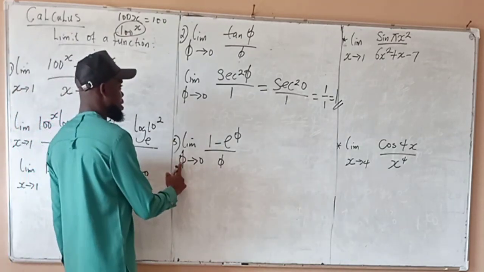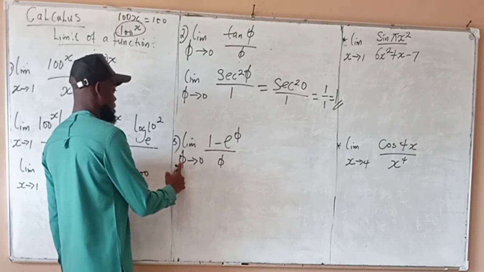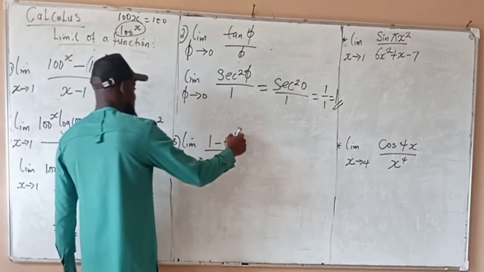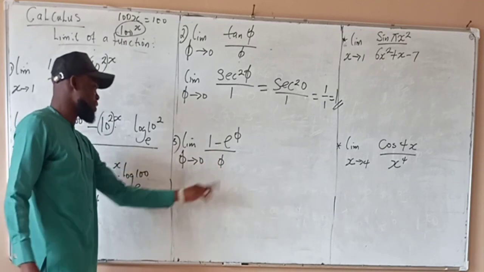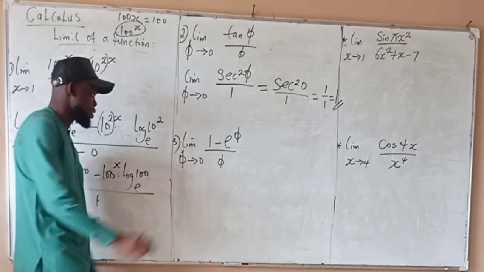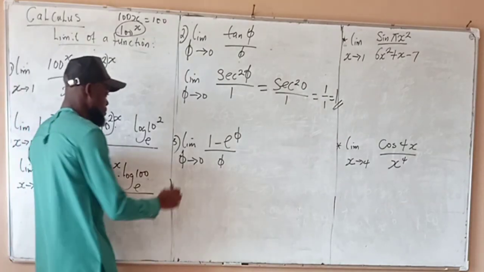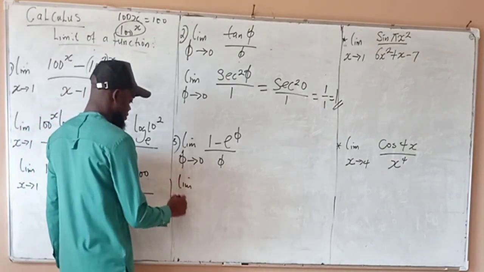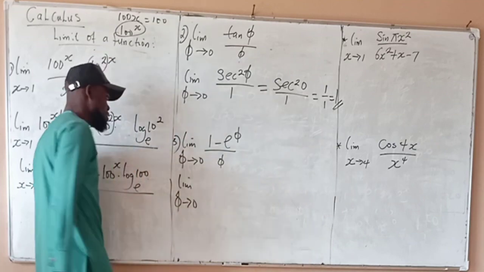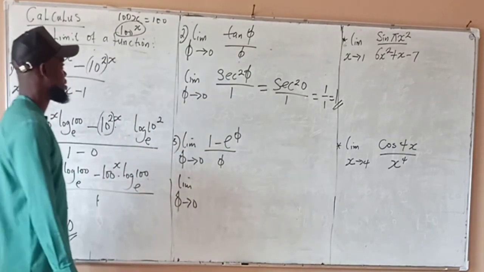Let's do this next one. The limit of 1 minus exponential phi divided by phi, as phi approaches 0. If we put 0 here, that is also going to be undefined. So next you have to differentiate both sides.